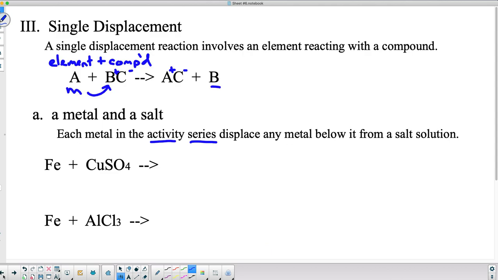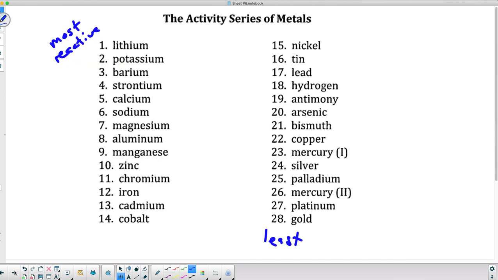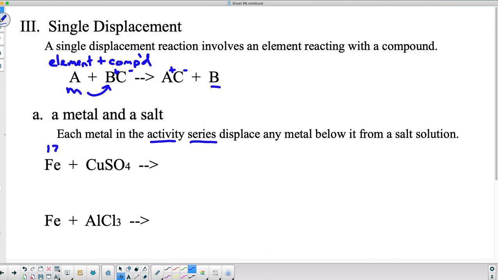So here it says each metal in the activity series displaces any metal below it from a salt solution. So that means if I take a look at iron and copper, because those are the two that I'm comparing, iron is right here at 12 and copper is over here at 22. Each metal in the activity series displaces any metal below it. Copper is definitely below iron in the activity series. That means copper is less reactive, which means that iron can sure kick copper out of the compound with sulfate.